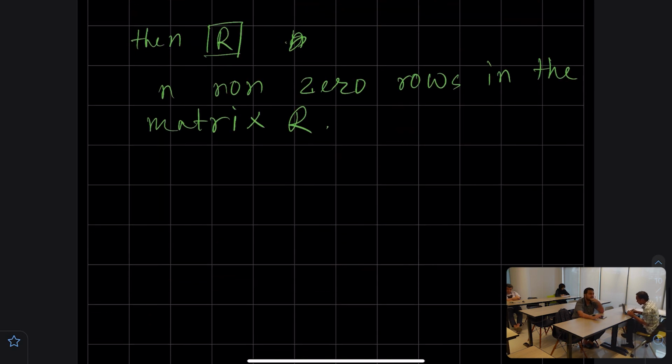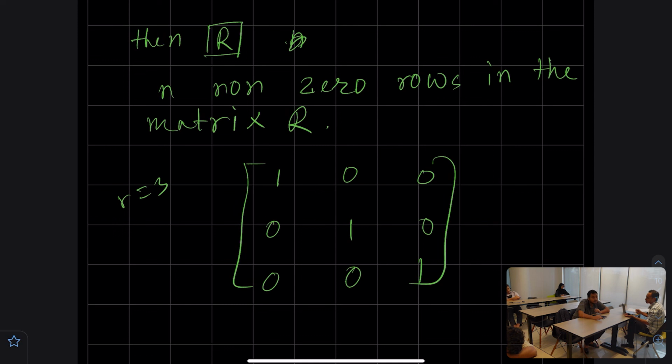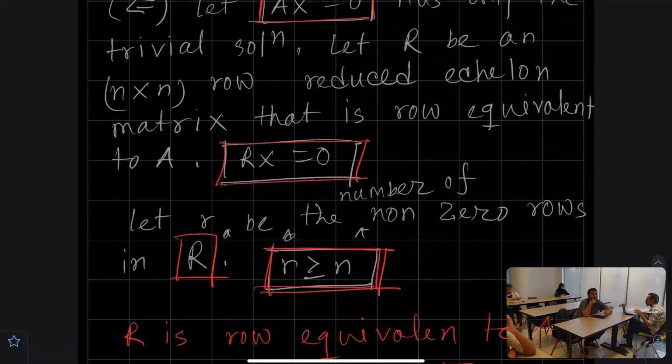Just for example, let r equal 3. That means this is a 3 cross 3 matrix. This is a row reduced echelon matrix, so I have to start with 1, 0, 0. In the second row, this is 0, 1, 0, and then 0, 0, 1. Is there any other possibility for this row reduced echelon matrix? From when we started the proof backwards, I think we are sure. Is that clear to you?